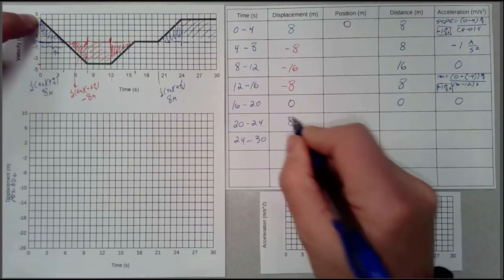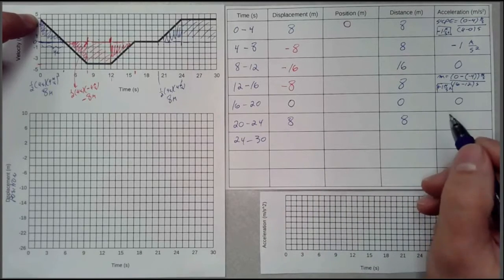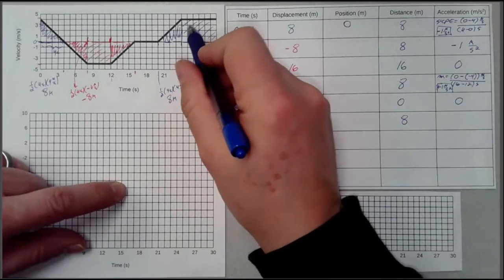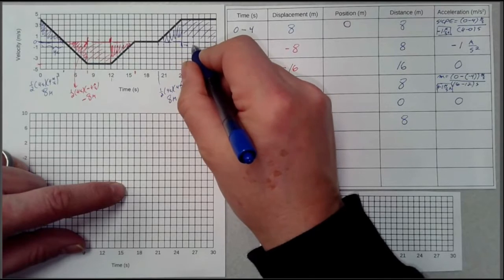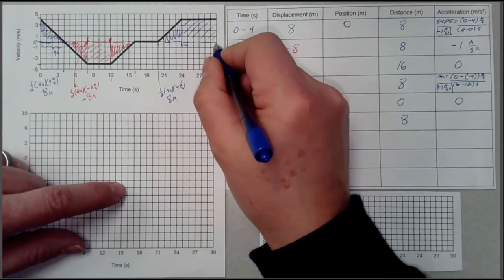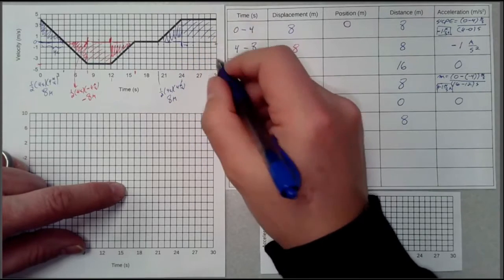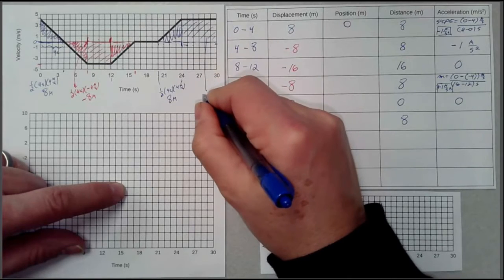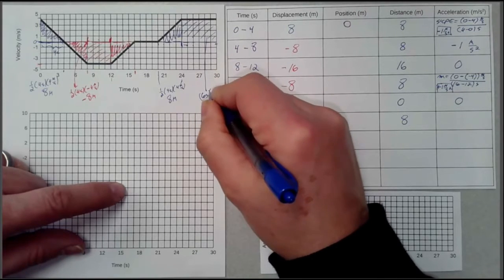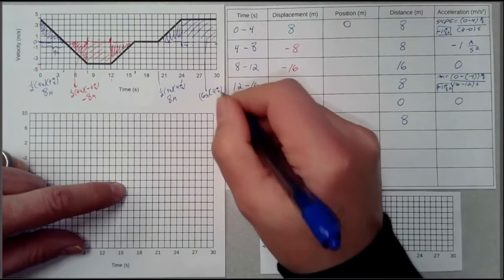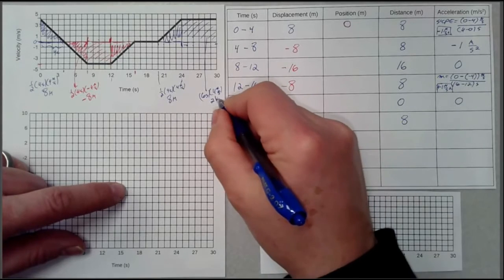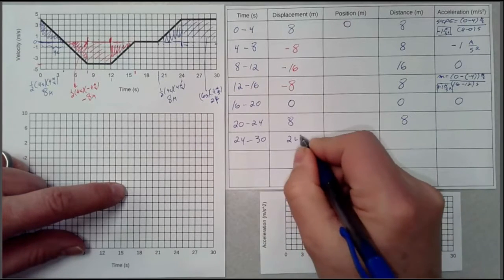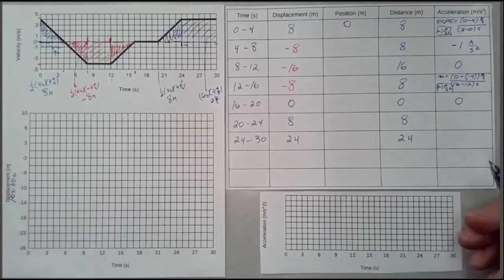So 8, 8. And then this last segment, the base of this rectangle is 1, 2, 3, 4, 5, 6, and its height is 4. So this rectangle is 6 seconds times 4 meters per second. That comes out to 24. So this last one, 24, 24.